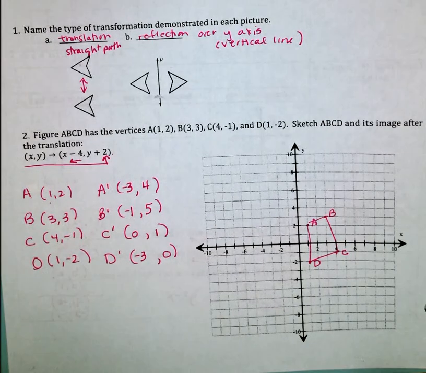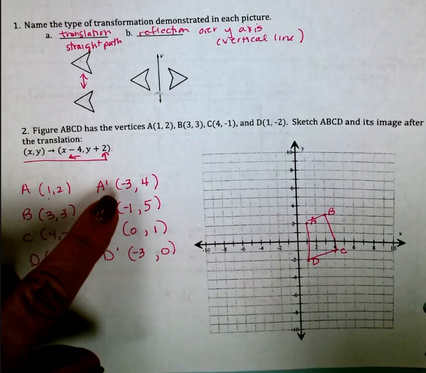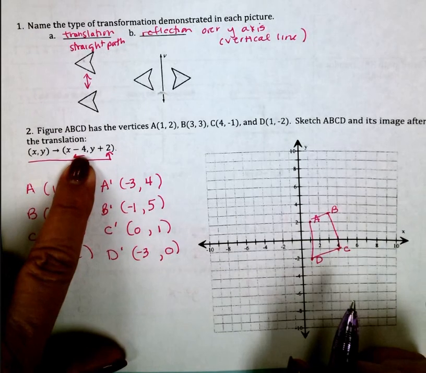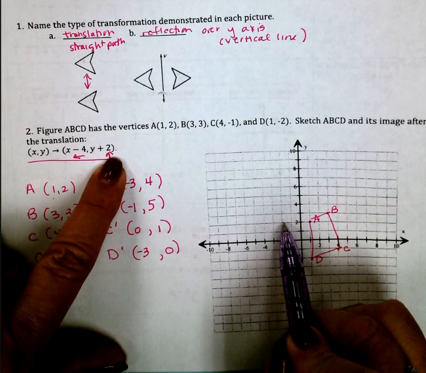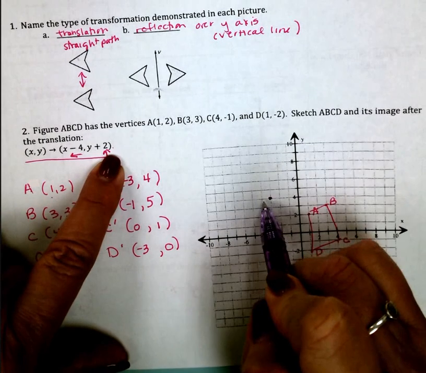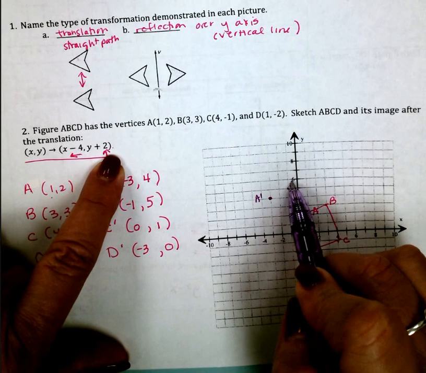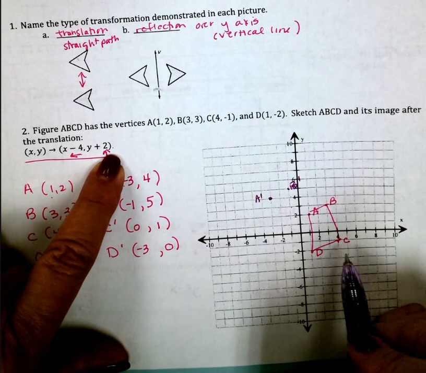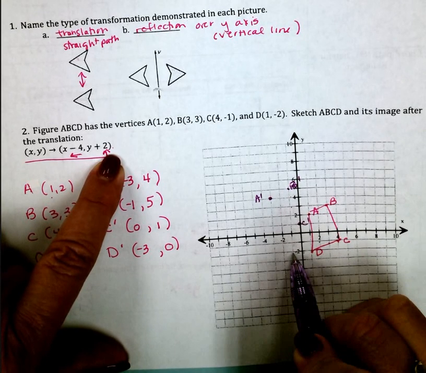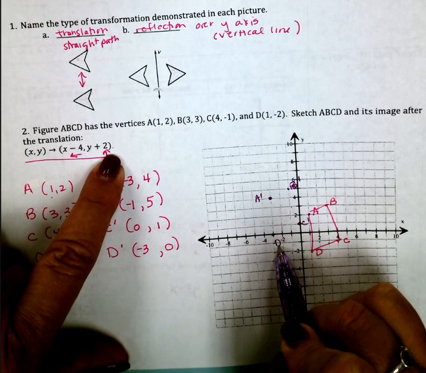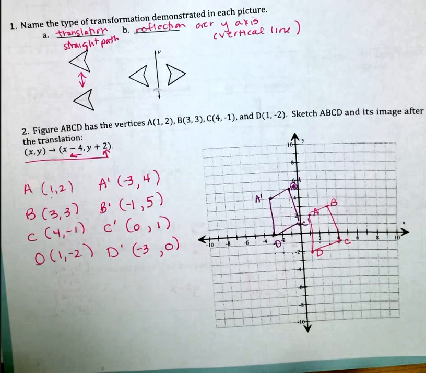So now I want to move it. When I go to move it, I'm not going to look at this. I'm just going to say, okay, I want to go over 4 to the left, and I'm going to go up 2. So each point, 1, 2, 3, 4, up 2. That's my A prime. 1, 2, 3, 4, up 2. That's my B prime. 1, 2, 3, 4, up 2. That's my C prime. 1, 2, 3, 4, up 2. That's my D prime. So notice how I moved everybody the same distance.